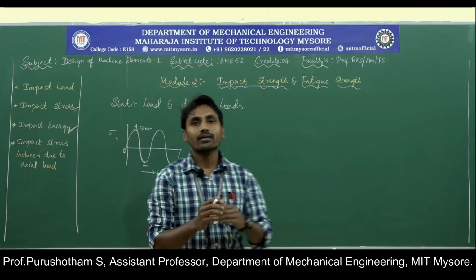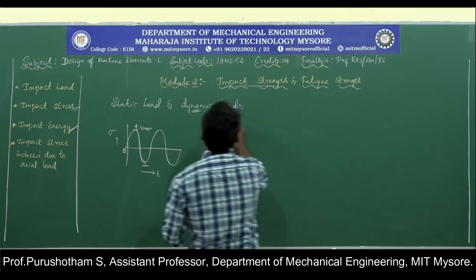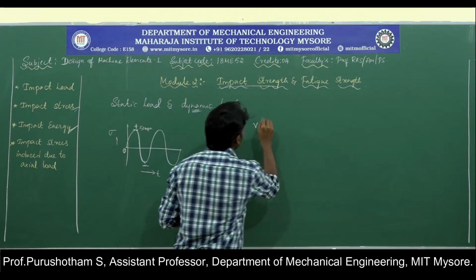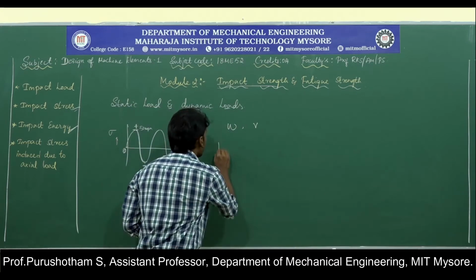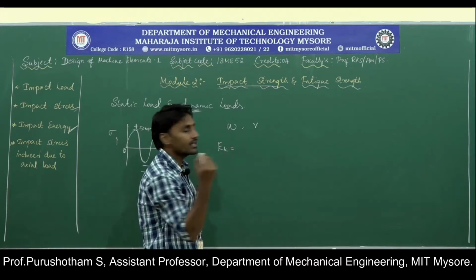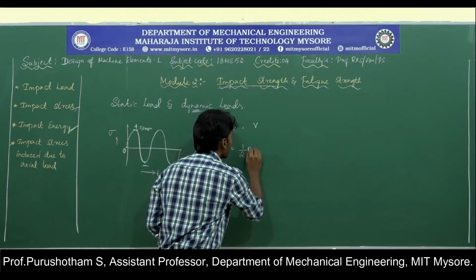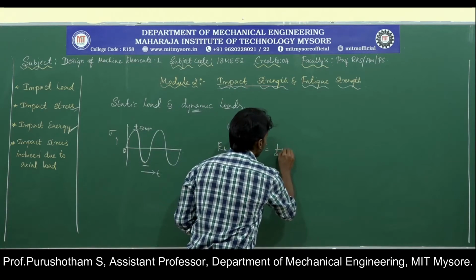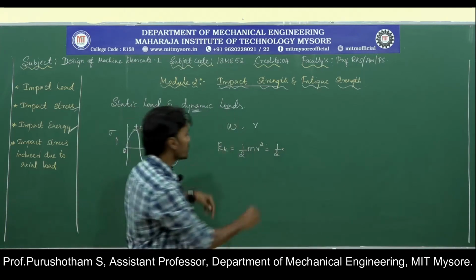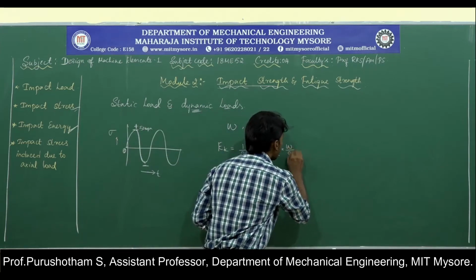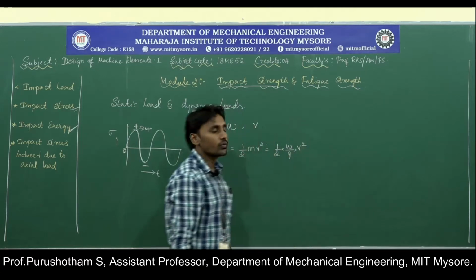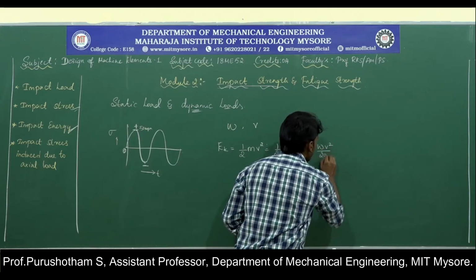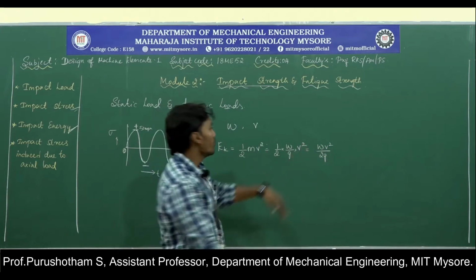So when the body which is having a weight of W, that is moving body weight is W, which is having some initial velocity V, then kinetic energy Ek, as we know the kinetic energy formula is half m v square. I am going to represent the mass in terms of weight, which is given by W by g into v square. So finally it is given by W v square by 2g. This will be the kinetic energy of the moving body.